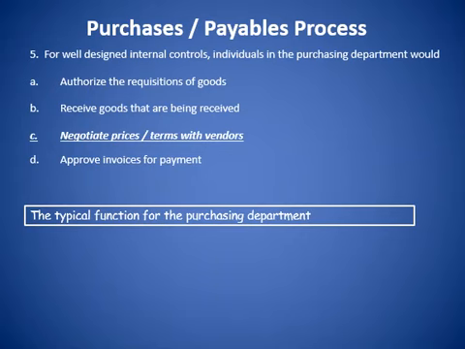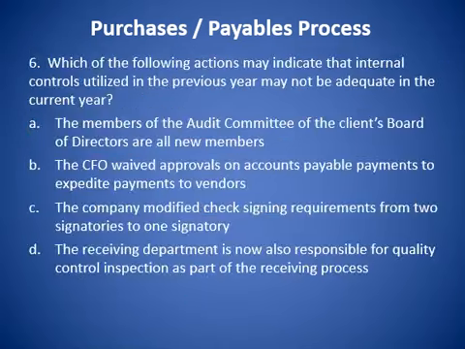Okay, number 5: for well-designed internal controls, individuals in the purchasing department would be in the position to negotiate prices and terms with the vendors. That is, they're going to select the vendor and they're negotiating the prices and terms with the vendors. So let's go on and take a look now at number 6.